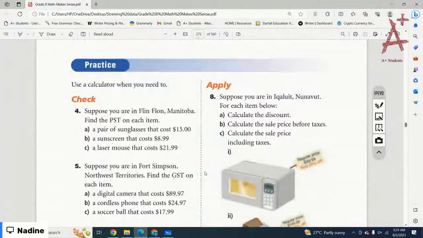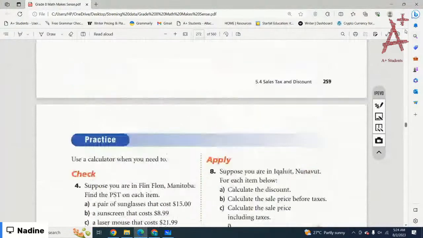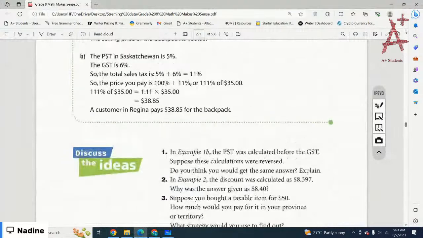Let's just start with the practice questions. Suppose you are in Flin Flon, Manitoba. Find the PST on each item. A pair of sunglasses that cost $15, a sunscreen that cost $8.99, a laser mouse that cost $21.99. You are in Flin Flon, Manitoba. What is this? Hold on. PST.